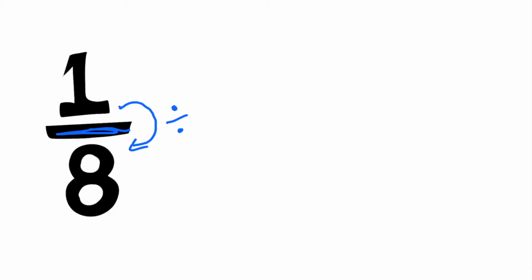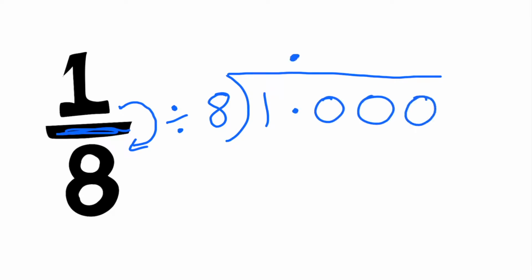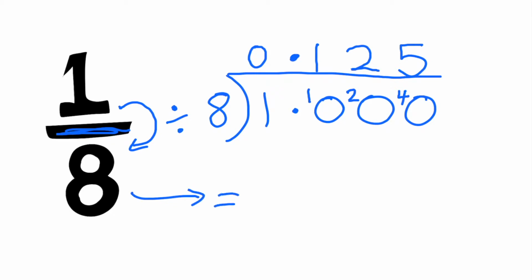1 over 8. 1 divided by 8. Chuck that decimal point in. Now let's go. How many 8s go into 1? 0. So your remainder is going to be 1. How many 8s in 10? Well, there's 1. The remainder is going to be 2. How many 8s in 20? 2. And your remainder is going to be 4. How many 8s in 40? What goes in perfectly? 5. So there you go. 1 over 8 equals 0.125.